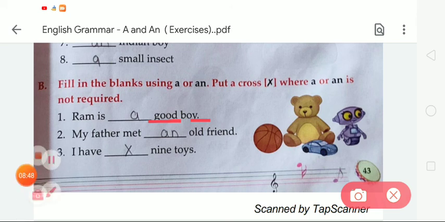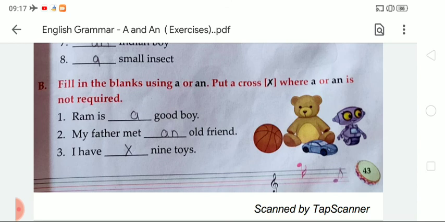Okay, good boy. In second, there is my father met dash old friend. So the describing word is old and there is a friend. So we have to use an with old. Okay, because there is only one friend, not more than one. So now next, number 3, I have dash 9 toys. Here the describing word is 9 and toys are more than one. So we have to put a cross.